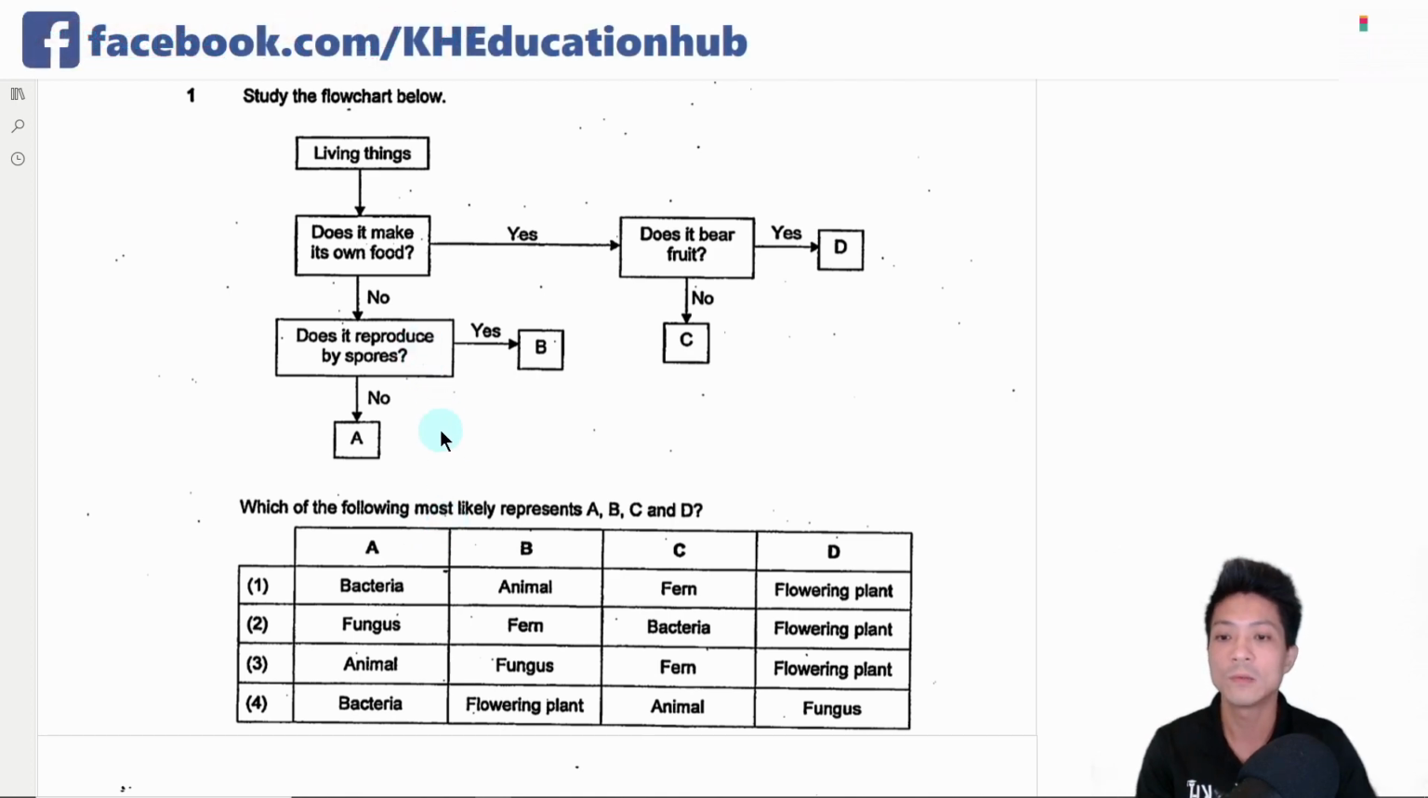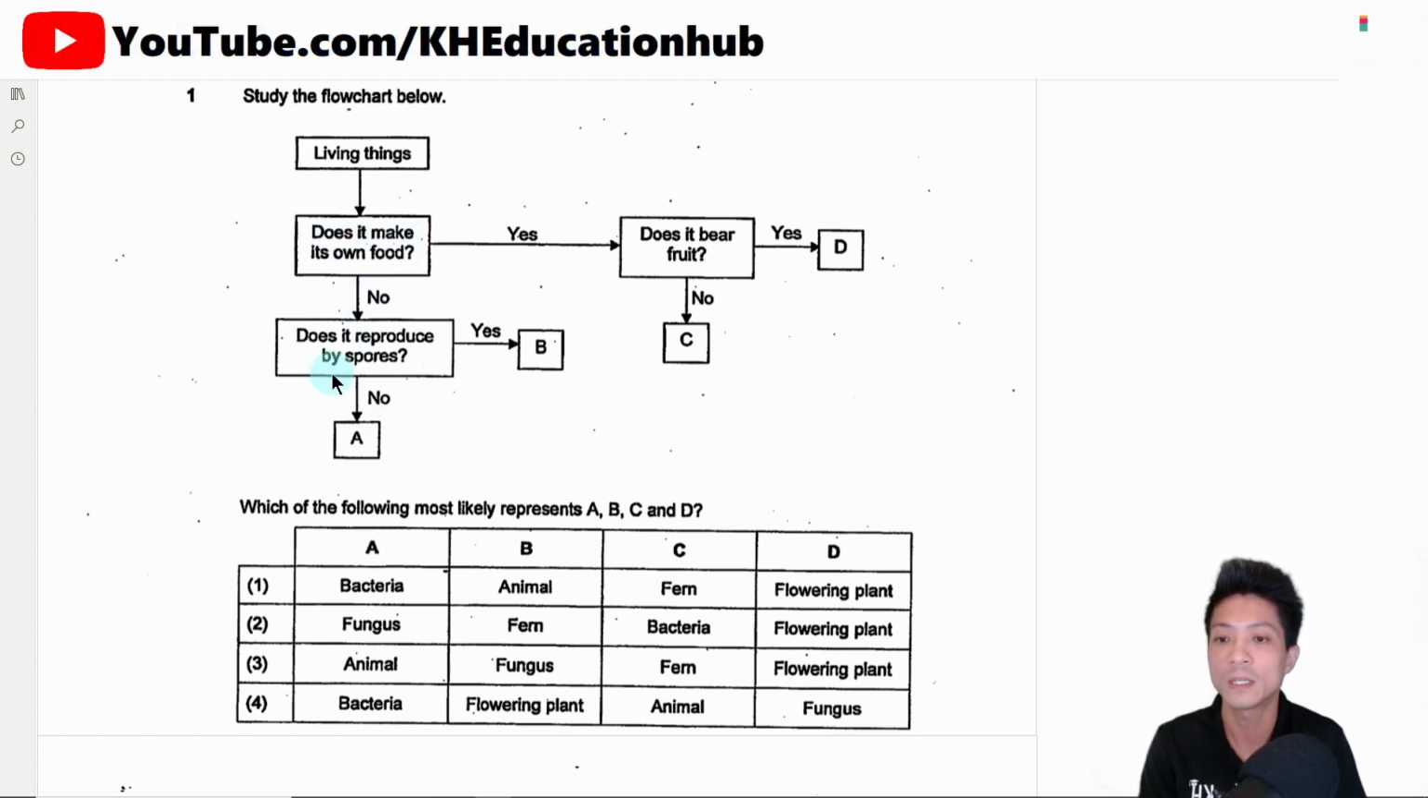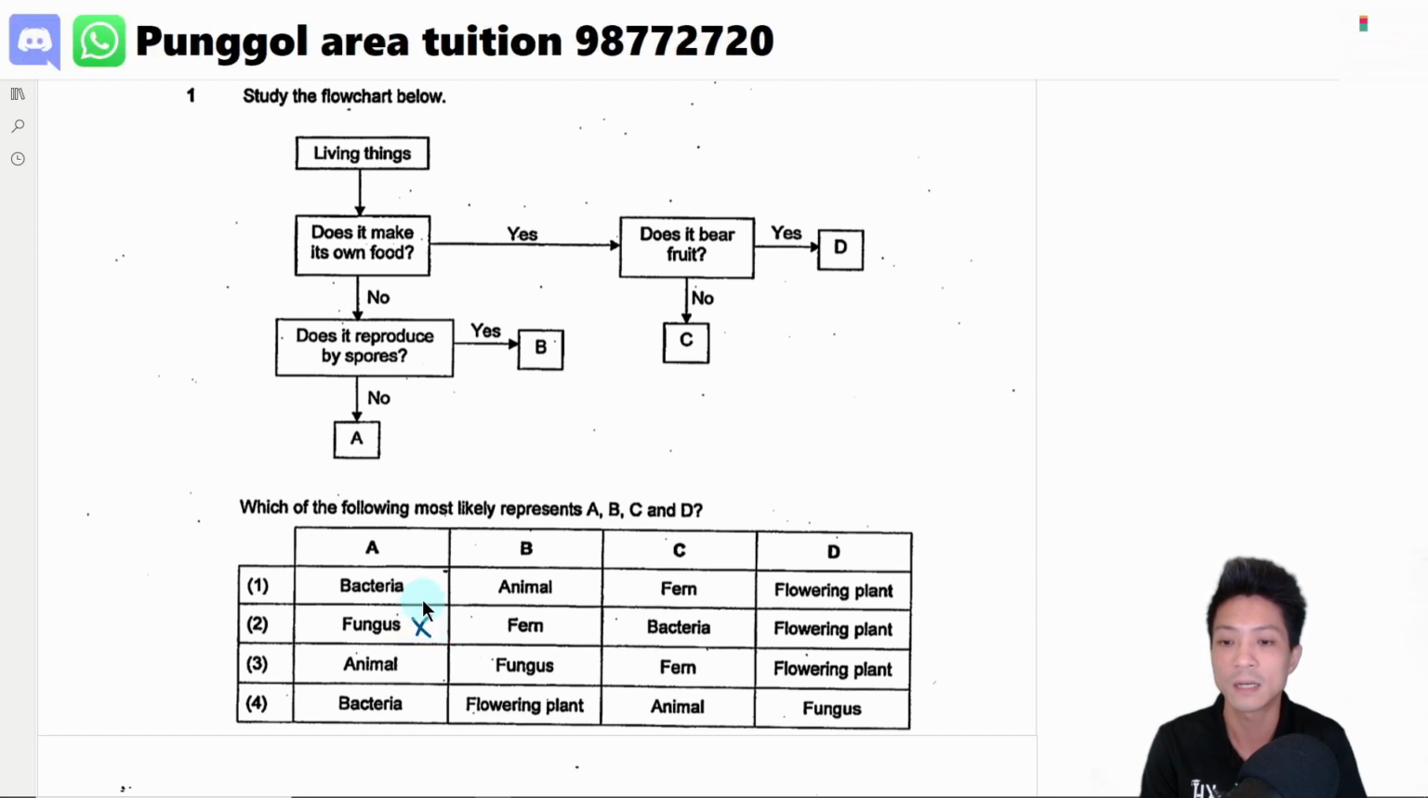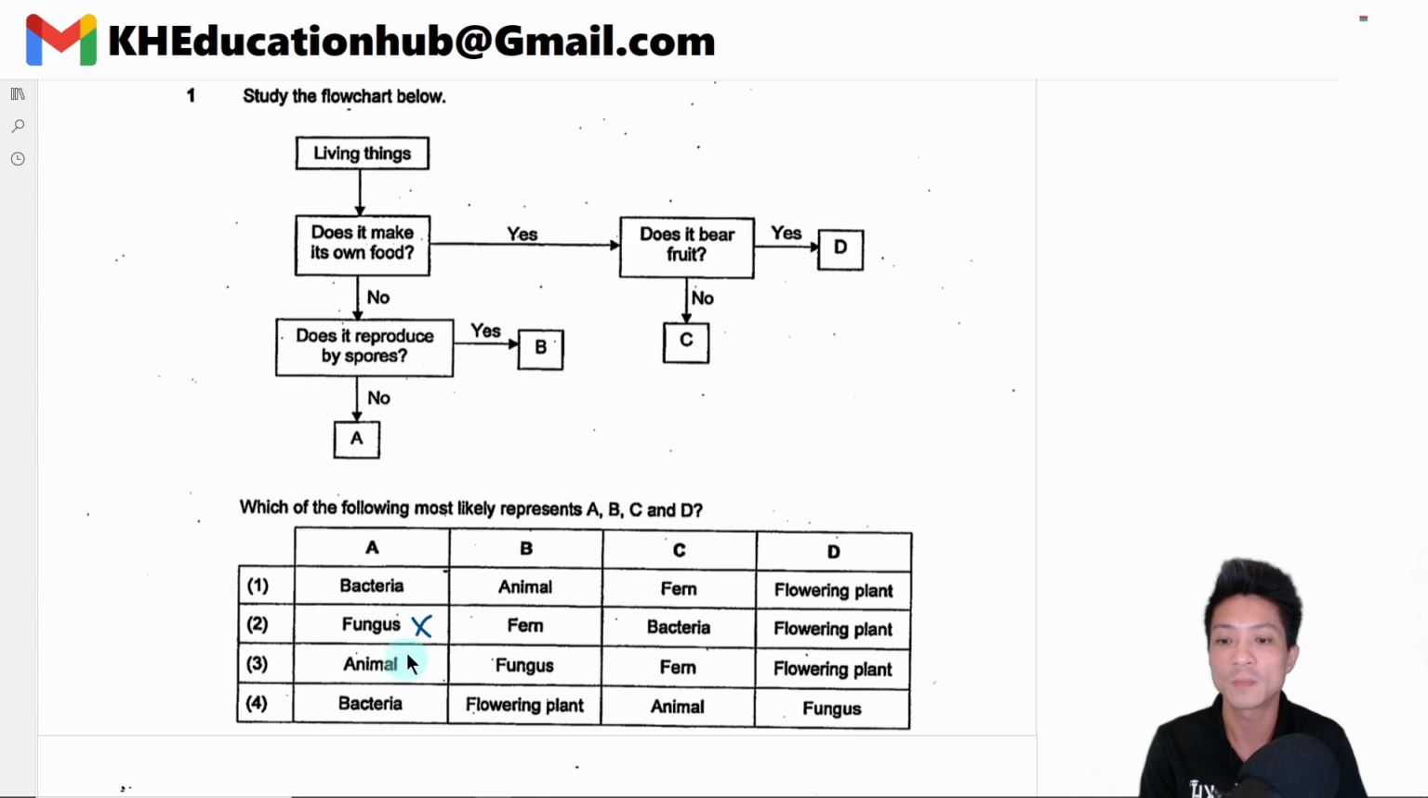So we're going to slowly check through the options. A is something that does not make its food and does not reproduce by spores. Which means that fungus is out, because fungus reproduces by spores. The rest do not reproduce by spores. Let's go to B.